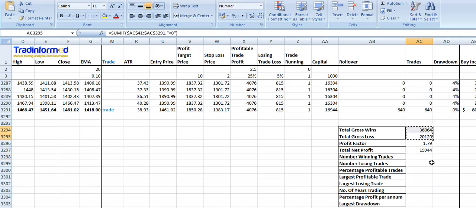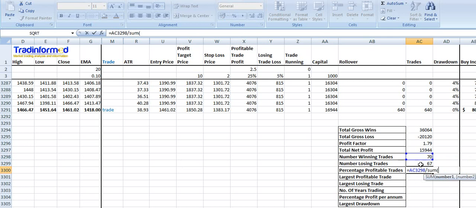Now we can just reuse these formulas here but change them slightly. The number of winning trades, instead of sum if, we use the formula count if. So count if all the trades greater than 0, and count if all the trades less than 0, and from this we can calculate percentage of profitable trades with the winning trades divided by the sum of the winning and losing trades. 51% of profitable trades in this strategy.